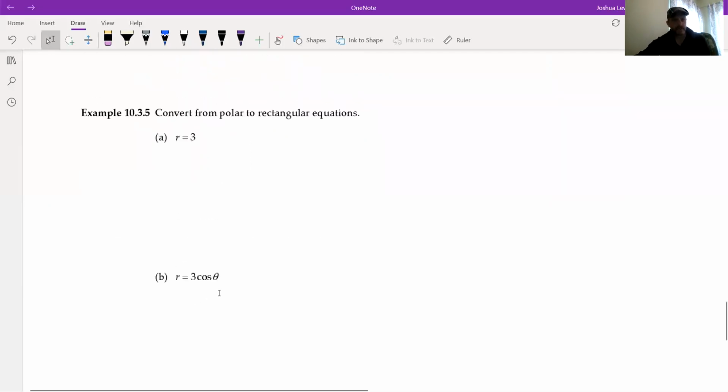Polar to rectangular. Well, if r is equal to 3, r squared is 9. And why would I want to have r squared instead of r? Well, it's simple. I know the conversion. I know that r squared is x squared plus y squared. Okay?